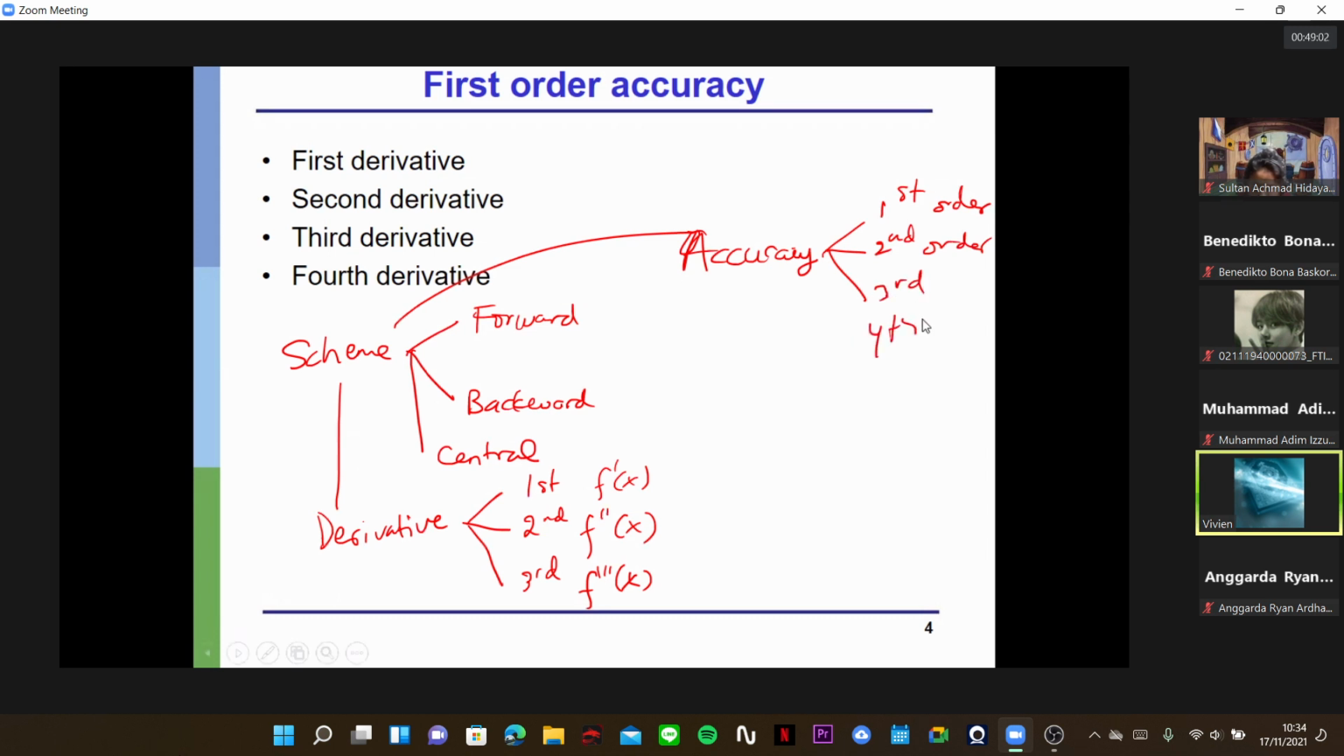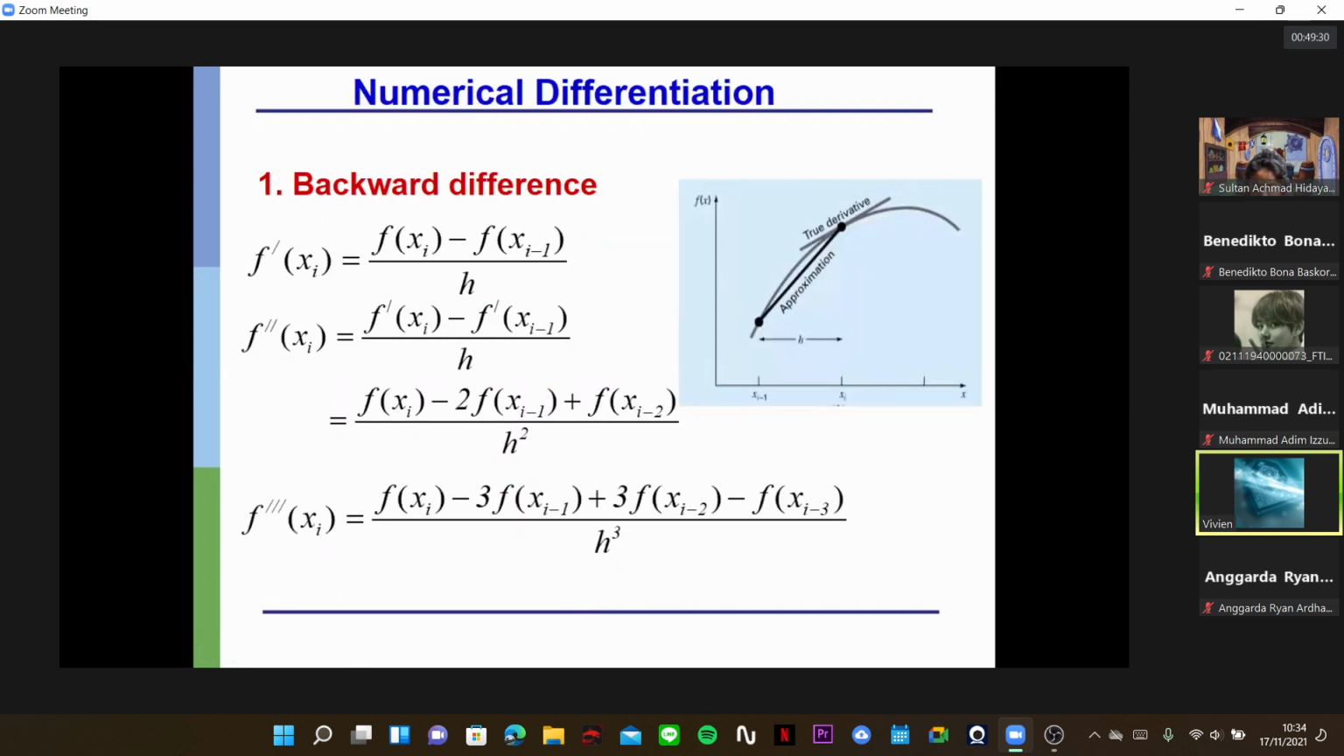Okay, so I think we have seen that example before. Is it correct? We have learned about this before. Yes, ma'am. Okay, so we will do that quickly. And why do we repeat this? Because we will later talk about ordinary differential equations, in which we will use again the numerical differentiation.